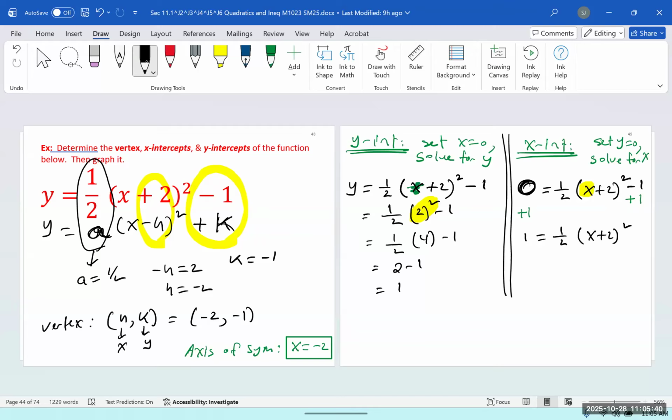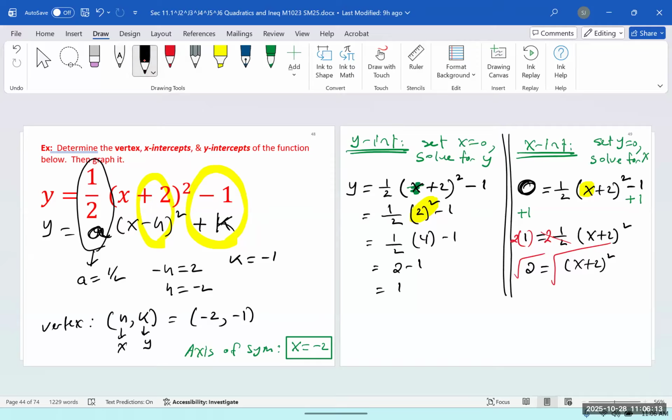And then which one? The half, the plus 2, or the power 2? Good. So what's the opposite of half? By 2. So multiply both sides by 2. The half cancels out. So you get 2 equals x plus 2 squared. So what's the opposite of square? Square root.